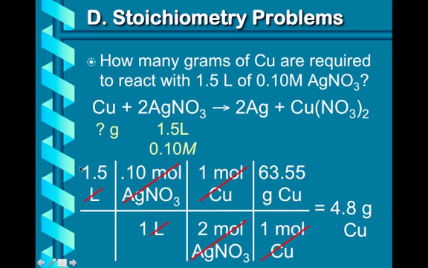Remember significant figures. We have 2 in the first box, which means 2 is our least number of significant figures, so we must have 2 in our final answer.